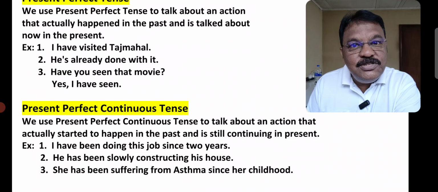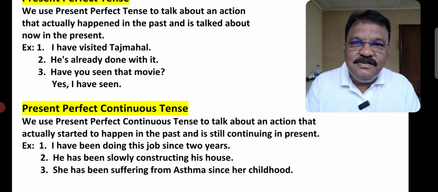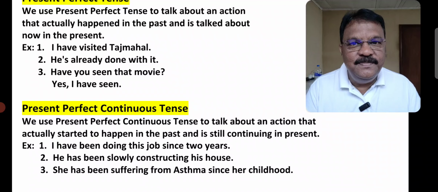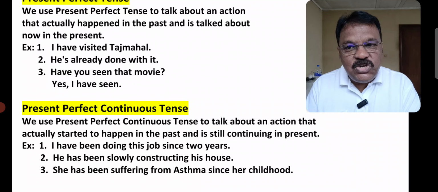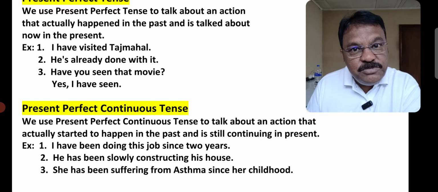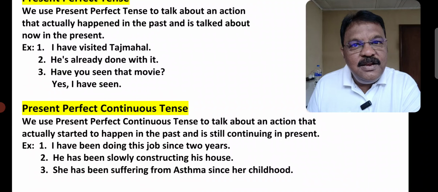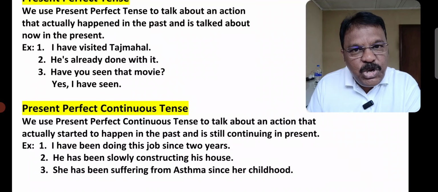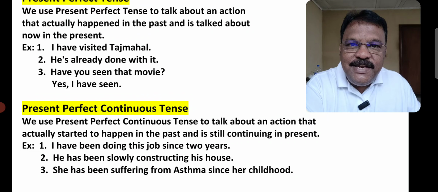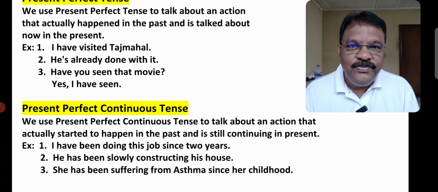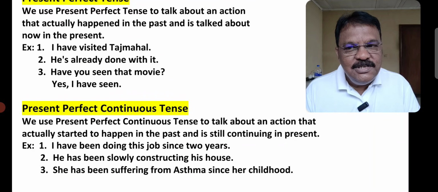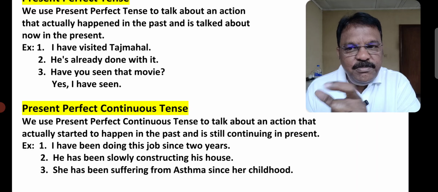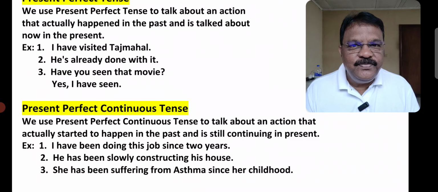How does the construction go? Slowly. So the subject started constructing his house sometime in the past and he is still continuing constructing his house in the present also. He has not yet completed constructing his house. Got it? So that's the meaning of this sentence.